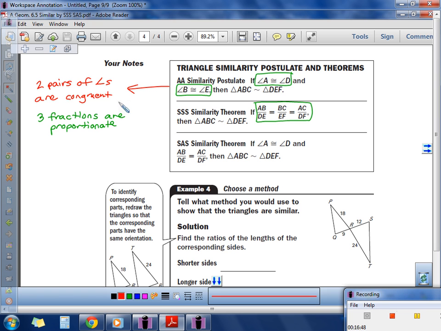The last one, you need to be able to say that the angle in between the proportionate sides, the angles are congruent, and they're in between these proportionate sides. So you need 1 pair of angles and 2 fractions are proportionate.